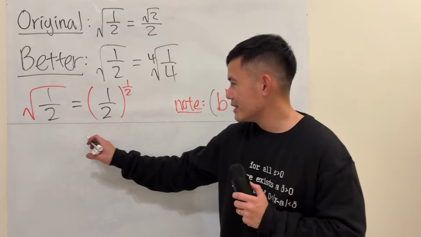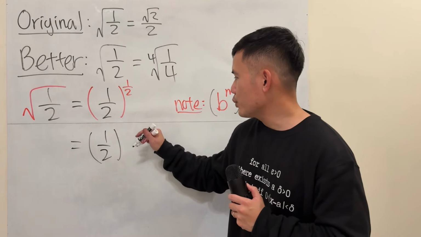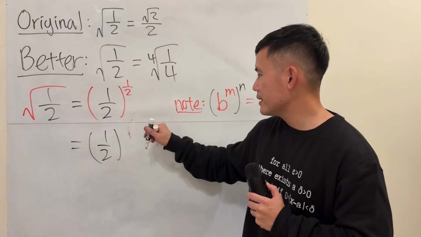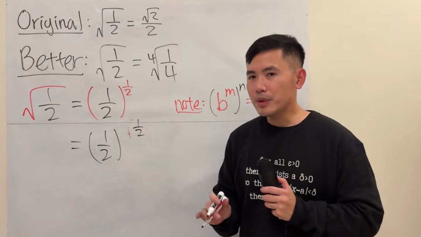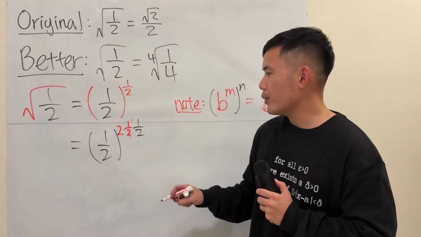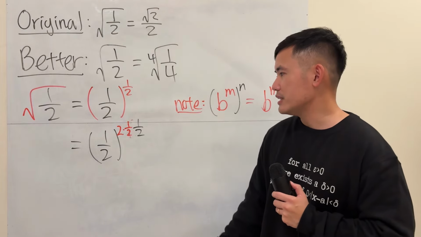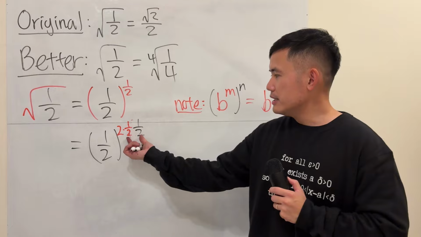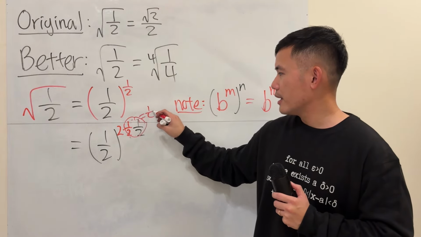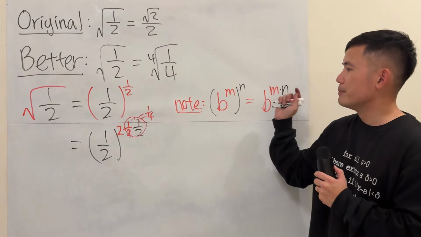Check this out. 1/2 is still 1/2, and then this 1/2 on the outside is still 1/2. So far so good. But what I'm going to do is purposely multiply a 2 with 1/2. Why? Because 2 times 1/2 is 1, so I'm not changing anything. And you will see that this is 1/4, that's 1/4, and this is like 2 times 1/4. I can do this backwards.